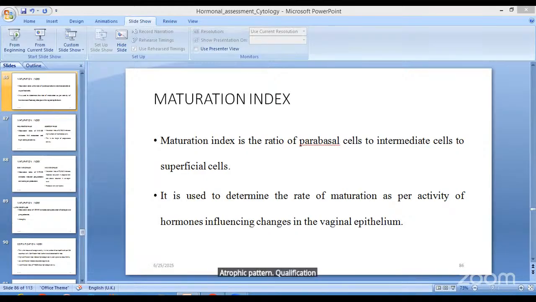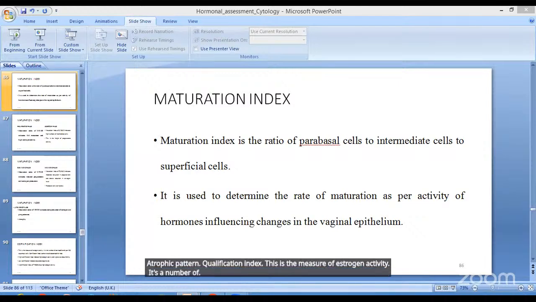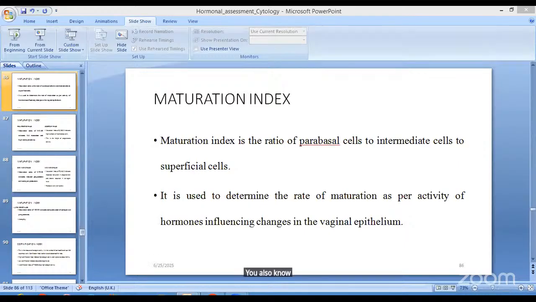Conification index. This is the measure of estrogen activity. It's the number of eosinophilic cells per 100 squamous cells. Some say per 200, but per 100. Conification index is otherwise called eosinophilic index.